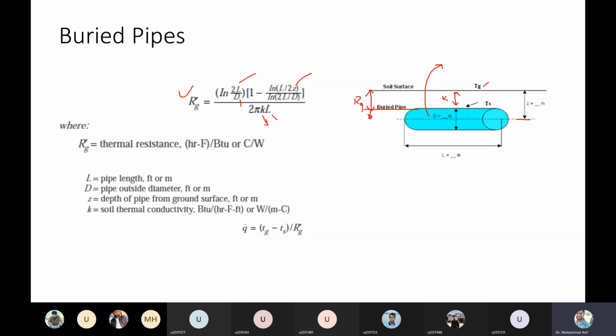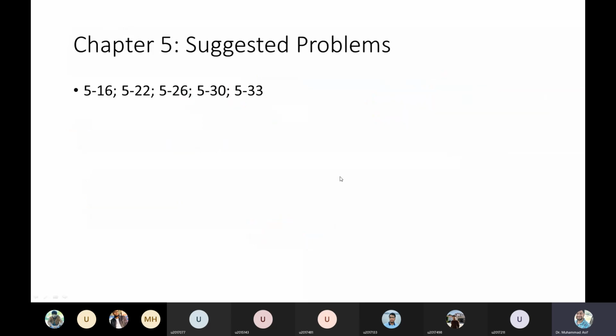So that's why we are taking the surface temperature of the pipe, and similarly the ground temperature and the thermal conductivity of the soil. So once you know the resistance, then we can calculate the heat transfer, right? Because of this. So Tg is the ground temperature, and Ts is the surface temperature of the pipe, and R is the thermal resistance between them, right? So that's the end of this chapter.